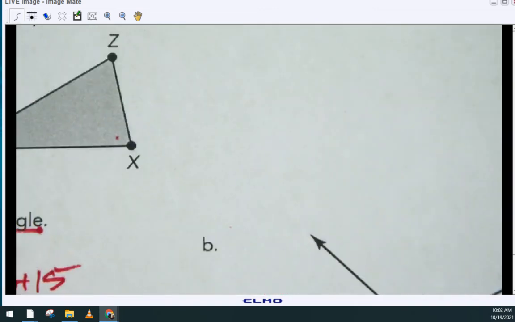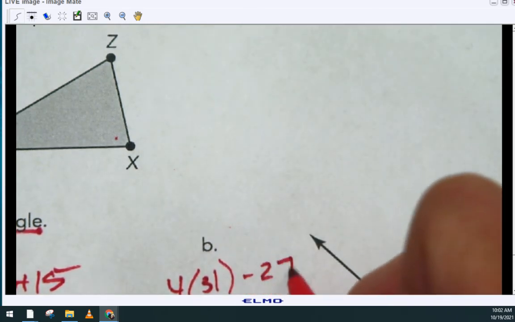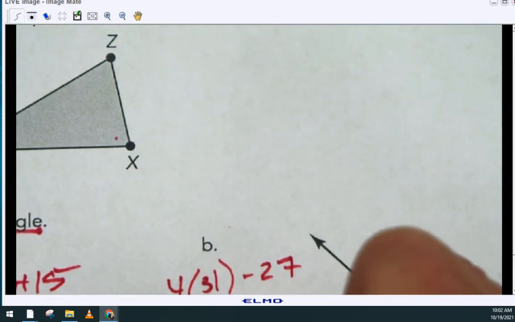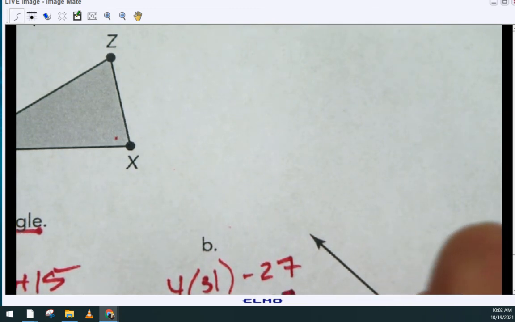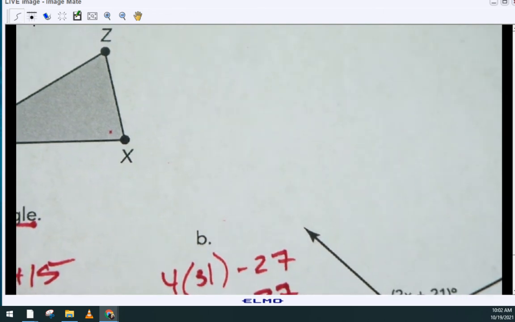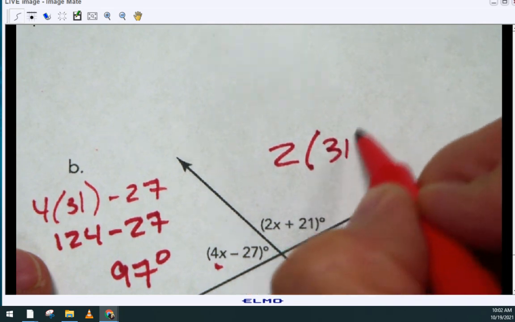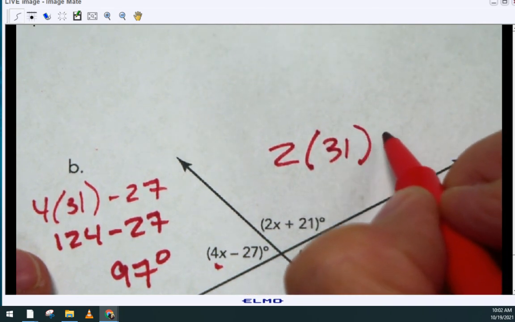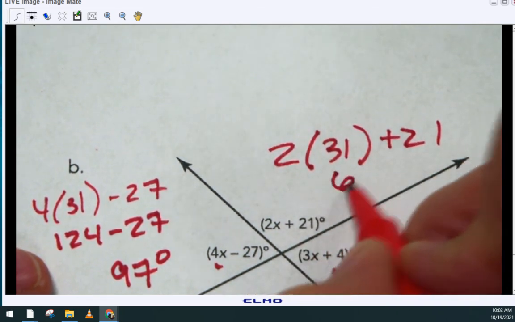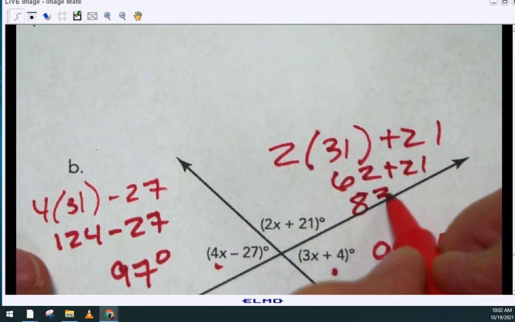So I plug that in. 4 times 31 minus 27. So this will get me 124 minus 27. That'll get me 97 degrees. And because these are vertical, I don't have to find the other one. It's already there. Then if I plug in here, 2 times 31 plus 21, 62 plus 21 will get me 83 degrees.